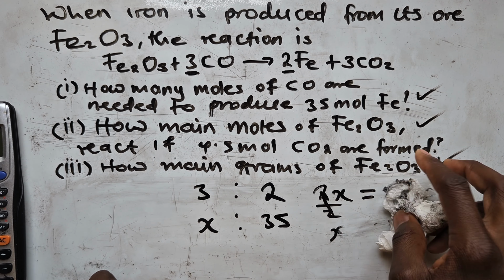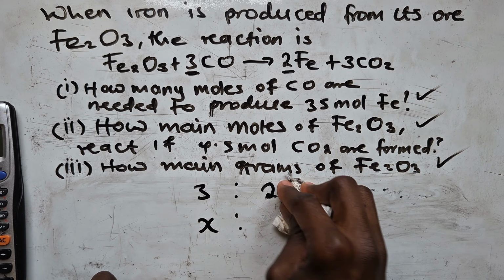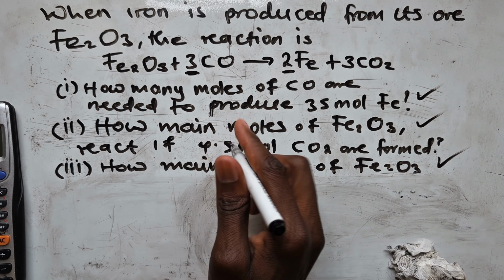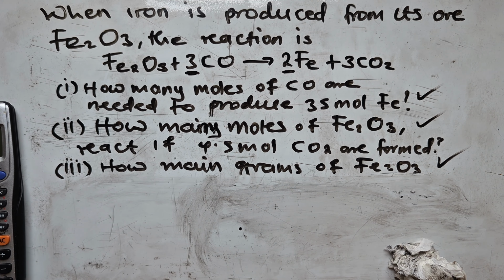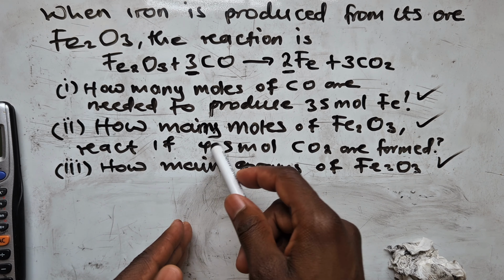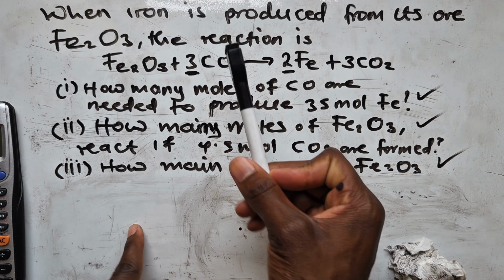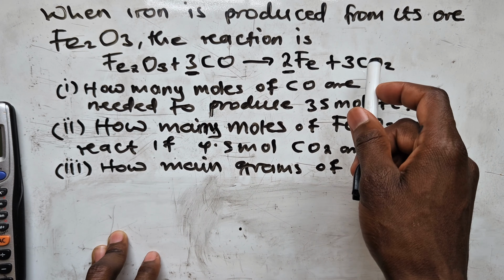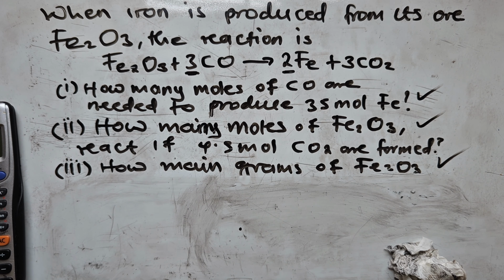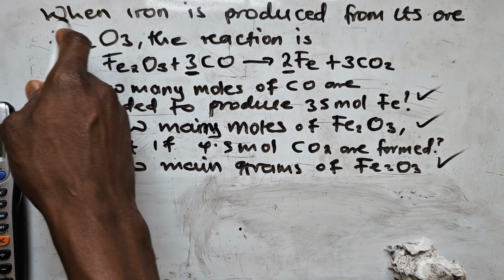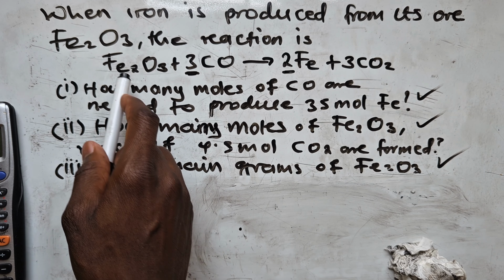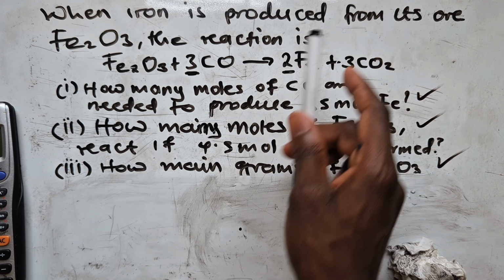Then the second question, they're asking us how many moles of iron ore will be required to react with 4.5 moles of carbon dioxide. So they're talking about this and that. Even here, we'll be required to use what we call a mole ratio. How do you use mole ratio? This one is having 1 mole of it in this entire reaction, so we'll just say 1 to the number of moles for that one.